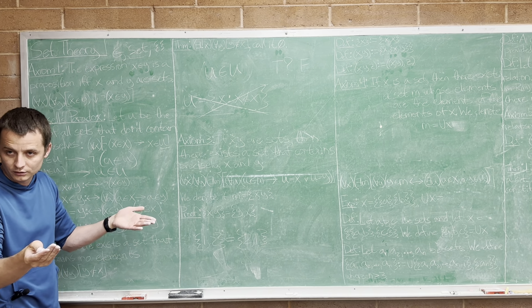Okay, here's the extension of it. We're going to call x equal to y, provided that x is a subset of y and y is a subset of x. If everything that's in x is in y and everything that's in y is in x, we're going to call those sets equal. Notice that this also makes sets like this equal.